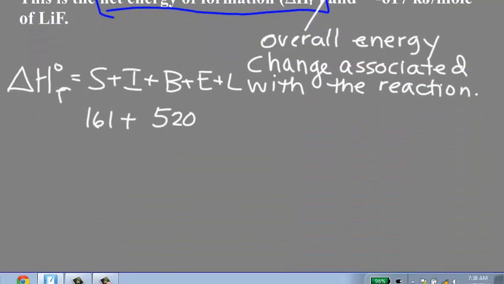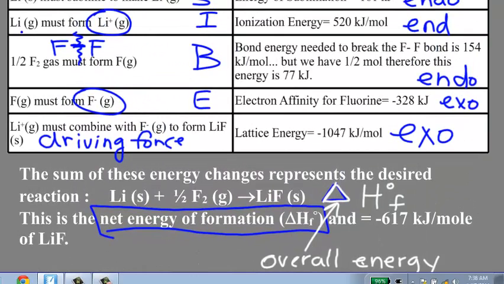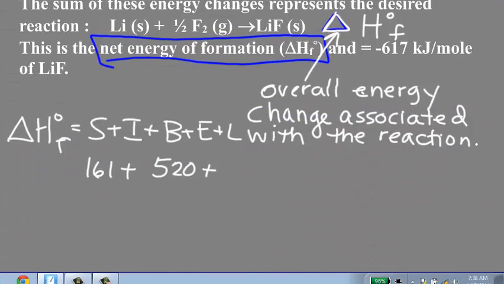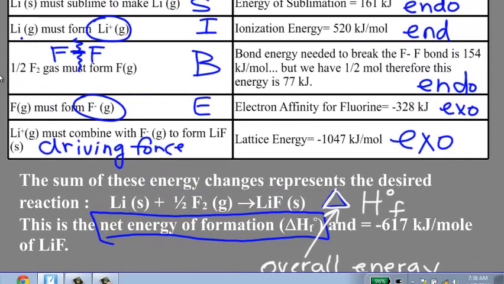Am I making you dizzy yet? The energy needed to break the bond was 154, but we only have half a mole, so we divided it in half to get 77. The energy needed for F, notice we didn't have to sublime F because it was already a gas, right? So it's not Sib-Sil, because this is already a gas.